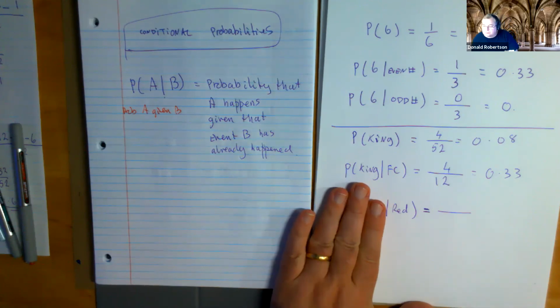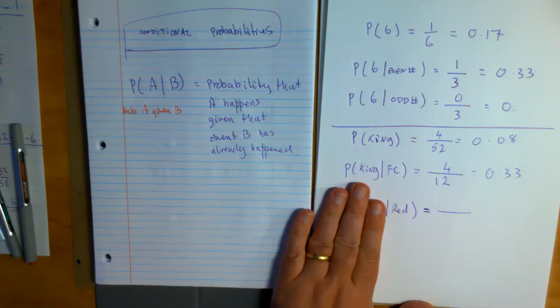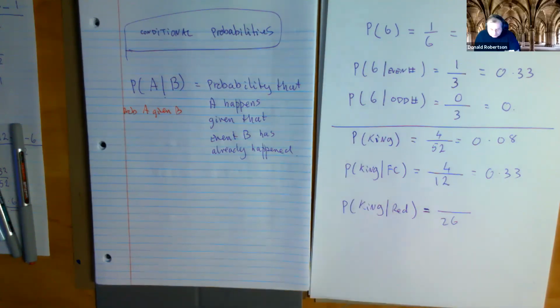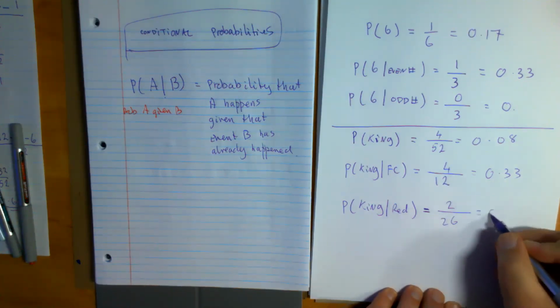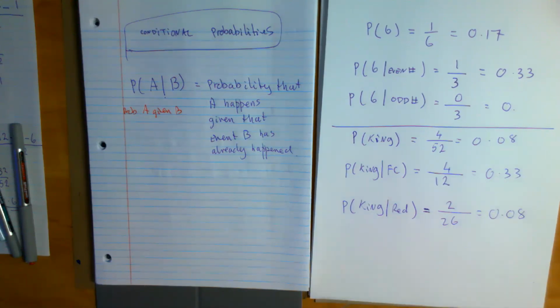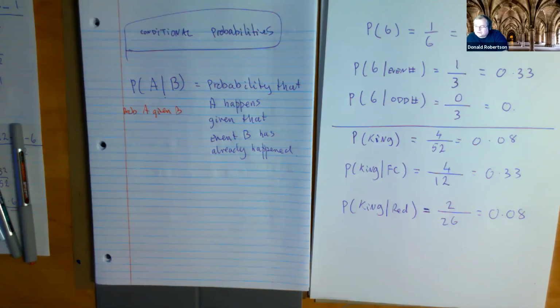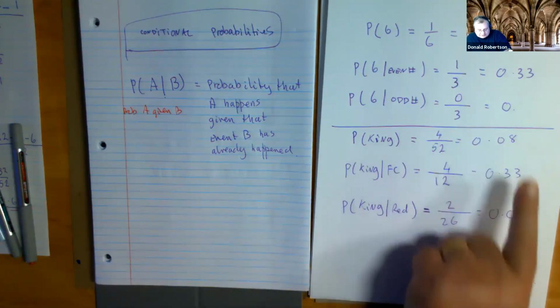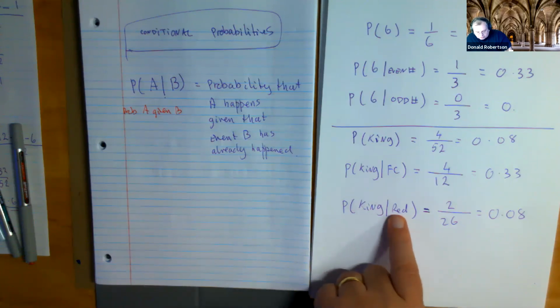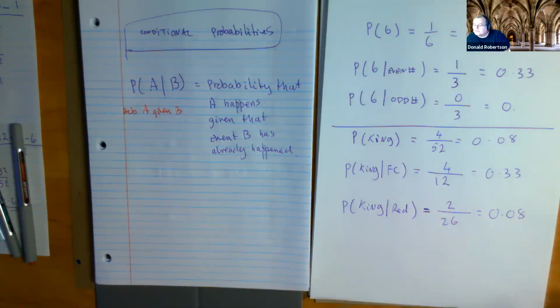We got red cards. How many red cards in the deck? 26. Now remember, only count the red cards now. In the red cards, how many are kings? 2. And guess what? Can you see that some information is useless? It doesn't change anything. The probability of getting a king is 0.08. The probability of getting a king knowing that it's a red card is exactly the same.